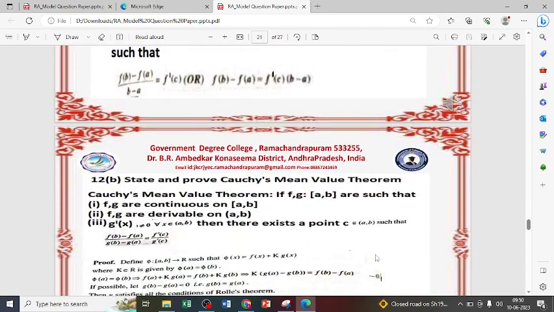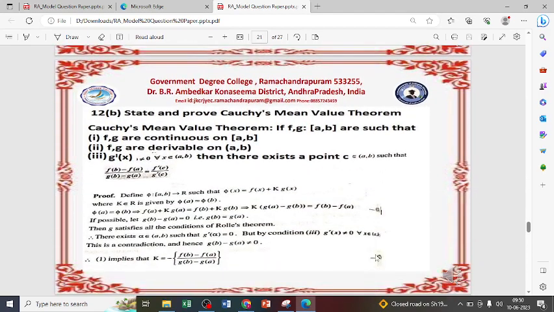So let us go to the next one. State and prove Cauchy's mean value theorem. So, Cauchy's mean value theorem statement.